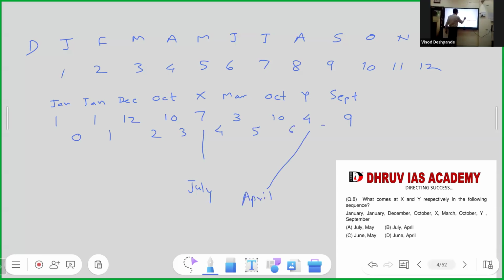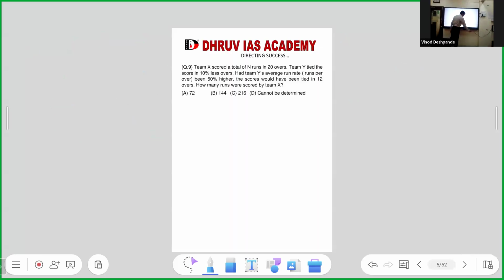And then from April, 7 steps backwards: 1, 2, 3, 4, 5, 6, 7. So it is September, as given in the series. So what we get here in place of X and Y is July and April. So that is option B. I hope it is correct, and you have understood it: the position of the months and their associated numbers. Let us move to the next problem.